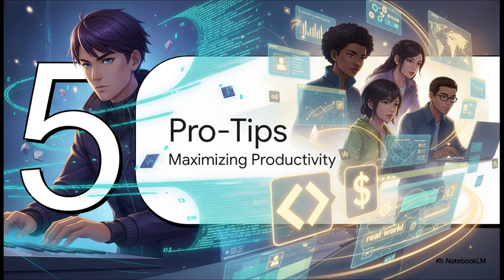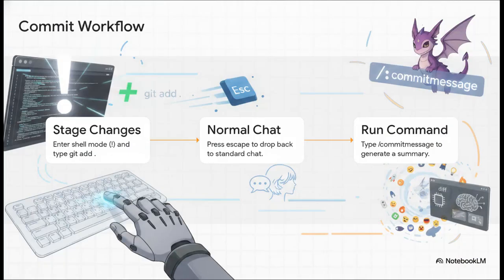Finally, Section 5, Pro Tips for Maximizing Productivity. Let's combine everything we've just learned into a real-world, fast-paced workflow. Step 1, hit that exclamation mark to enter shell mode, and type git add dot to stage your changes. Step 2, press escape to drop back into normal chat. Step 3, type your custom command /commit-message.